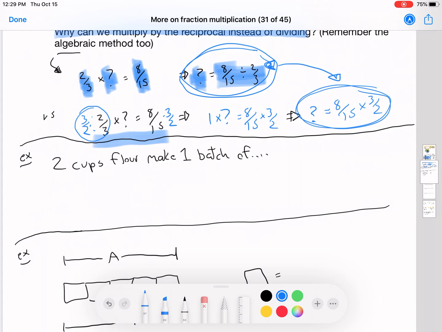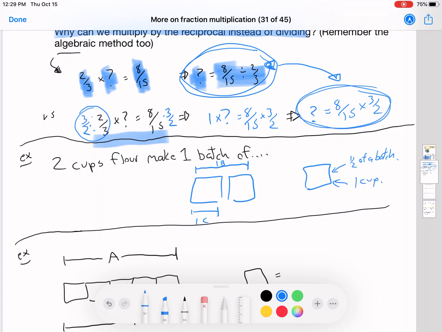So something we have done many times is draw pictures. So quick example, let's say 2 cups of flour make 1 batch of something. So say I draw 2 things, and I could say this represents 1 cup of flour. And then if I take both of those, that would represent 1 batch. So together, that represents 1 batch, but just one of them could represent 1 cup. And so this square by itself could be 2 things. This square could be 1/2 of a batch, or it could also represent 1 cup.